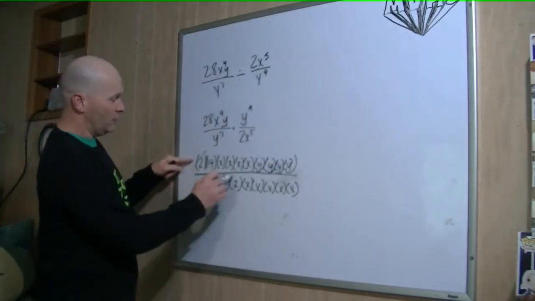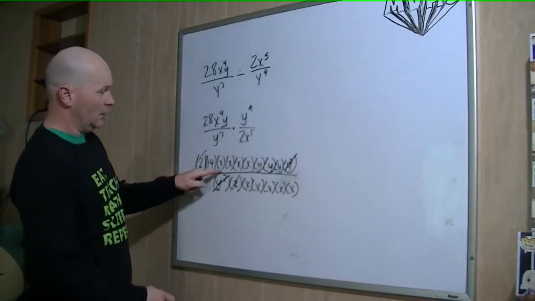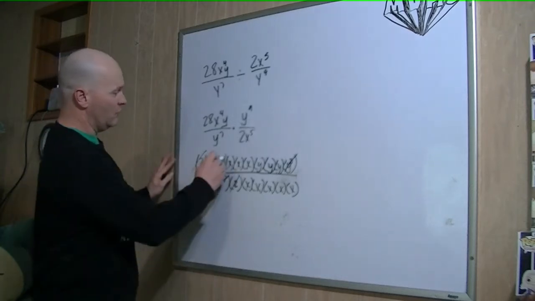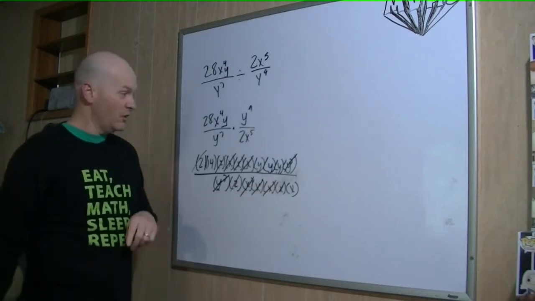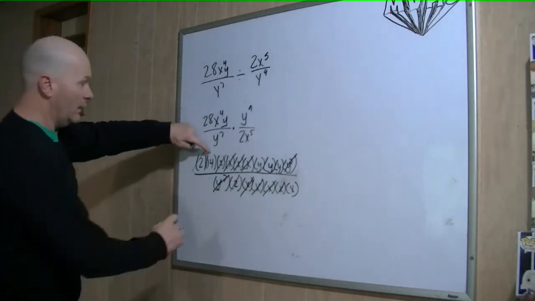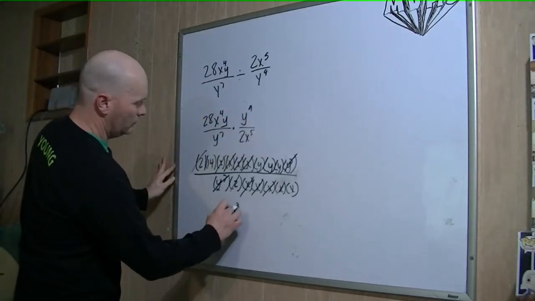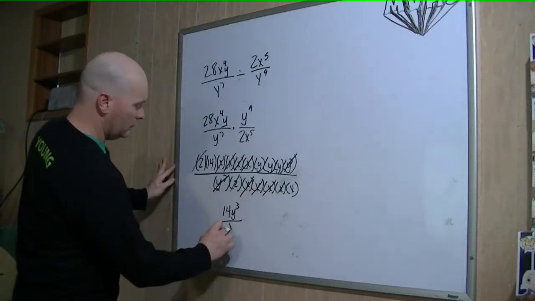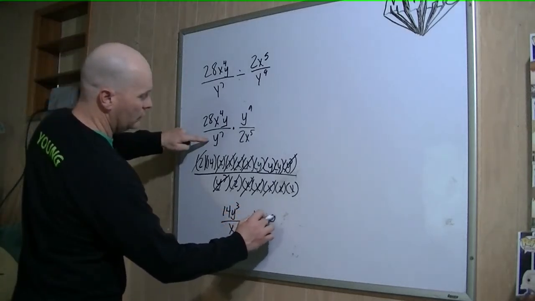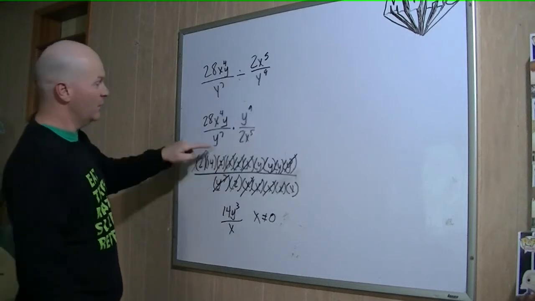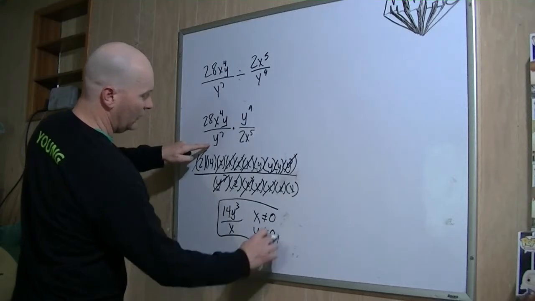Let's see what we can cancel. There's a 2 and a 2. There's a y to the 7th and a y to the 7th. And then we got 1, 2, 3, 4 x's on the top. So those are going to cancel 1, 2, 3, 4 the x's on the bottom. And we end up with 14, y to the 3rd over x. And we also know that x can't equal 0, because if x is 0, the bottom of this would be 0. And y can't equal 0. So there's our final answer for that one.